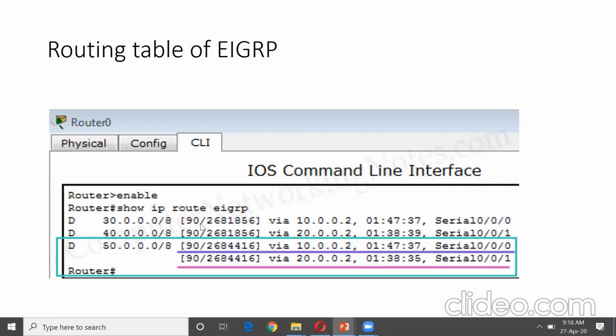For example, now you can see here 40.0.0.0, that destination, which is not directly connected. That's why C is not here. It is D. So D means it is learned by using the EIGRP routing protocol. 90 is the AD value. So we are going to see how this cost is calculated.